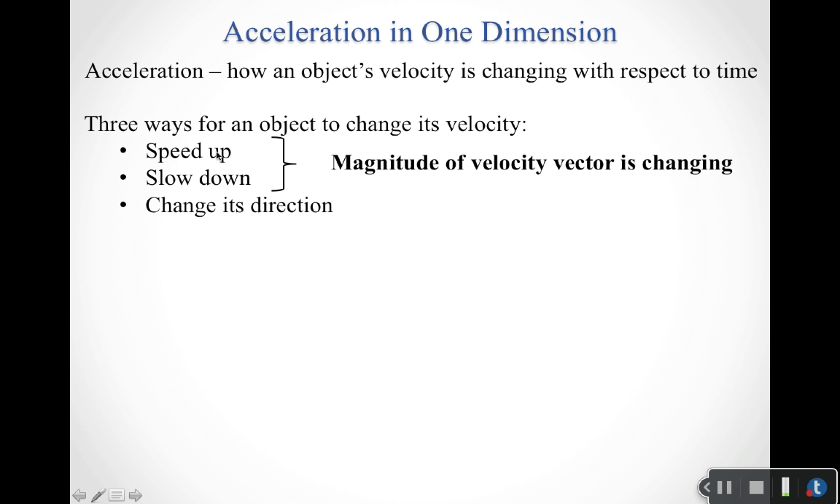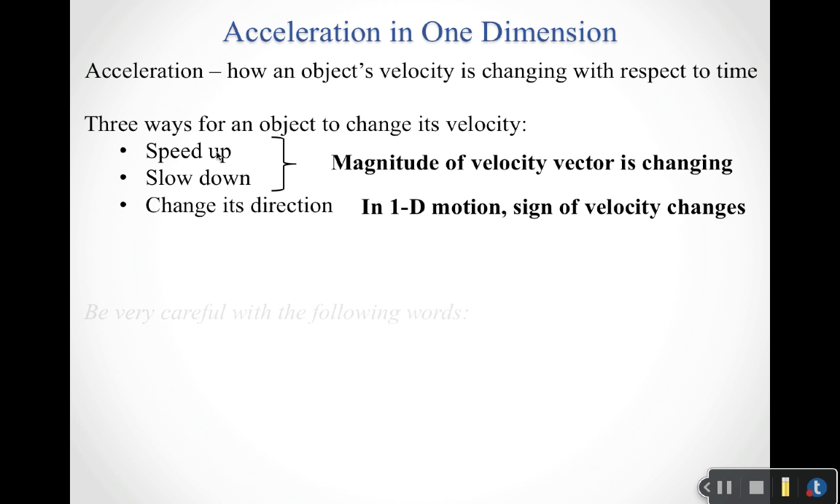Now, the first two of these tell us about how the magnitude of the velocity vector is changing. The third one obviously tells us how the direction of the velocity vector is changing. And in a one-dimensional problem, what that means is we're going to pay attention to the sign of the velocity vector. That's the only way in a one-dimensional problem that the velocity vector can change its direction: to go from positive direction to negative direction or vice versa.